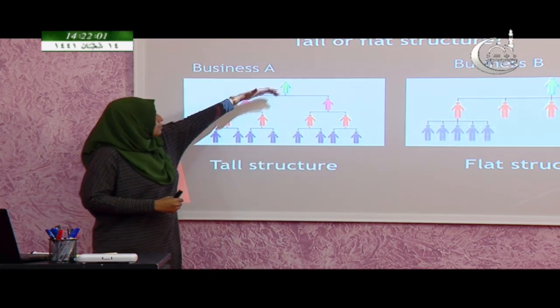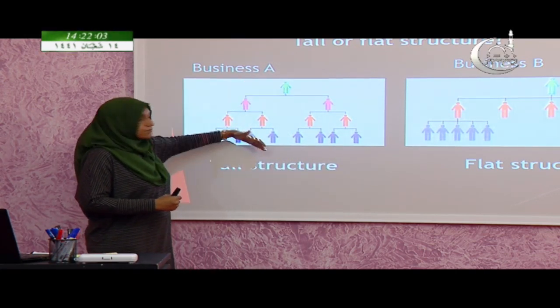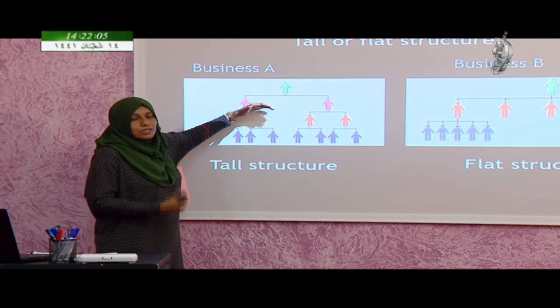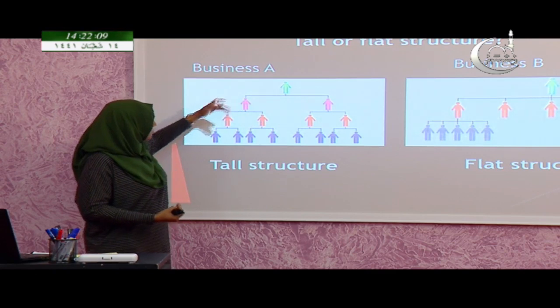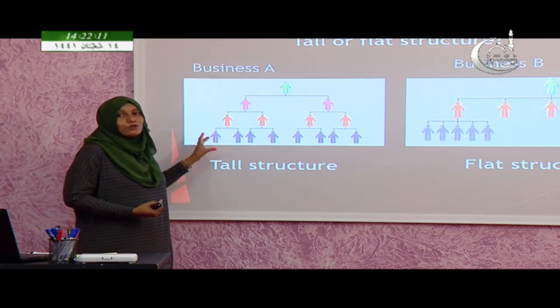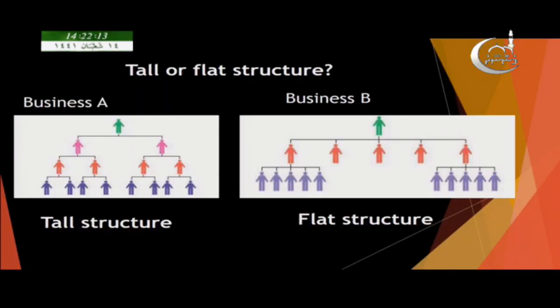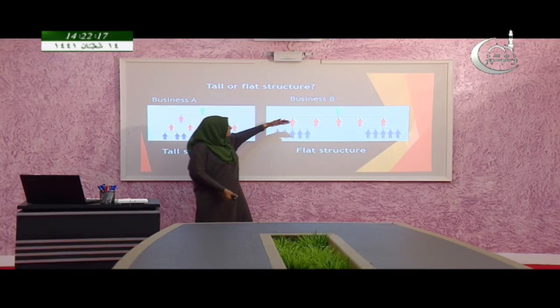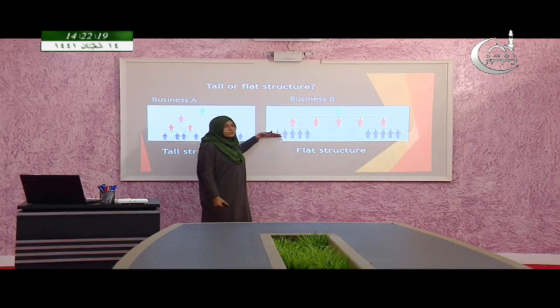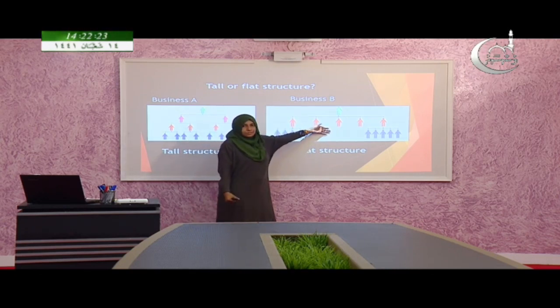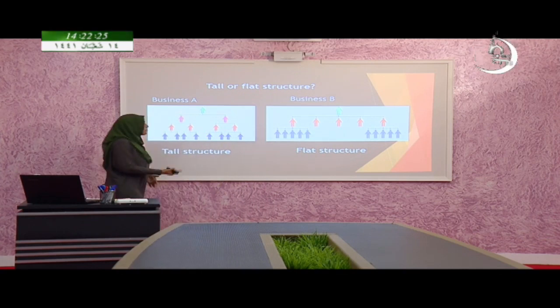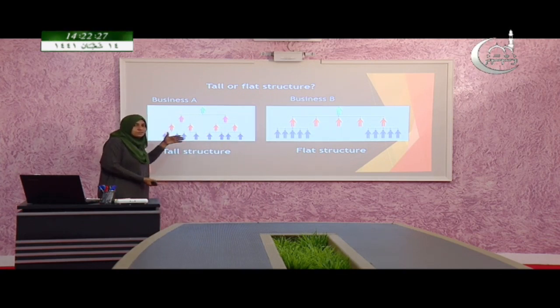Understood? So, a tall structure means it has more levels in the organizational structure. When we count 1, 2, 3, 4, this structure has mainly 4 levels. Shall we move to the next one? Business B. In this structure we can see 1, 2, 3 levels. So, compared to the first one, it has fewer levels. The meaning is, a tall structure has more levels, a flat structure has fewer levels.